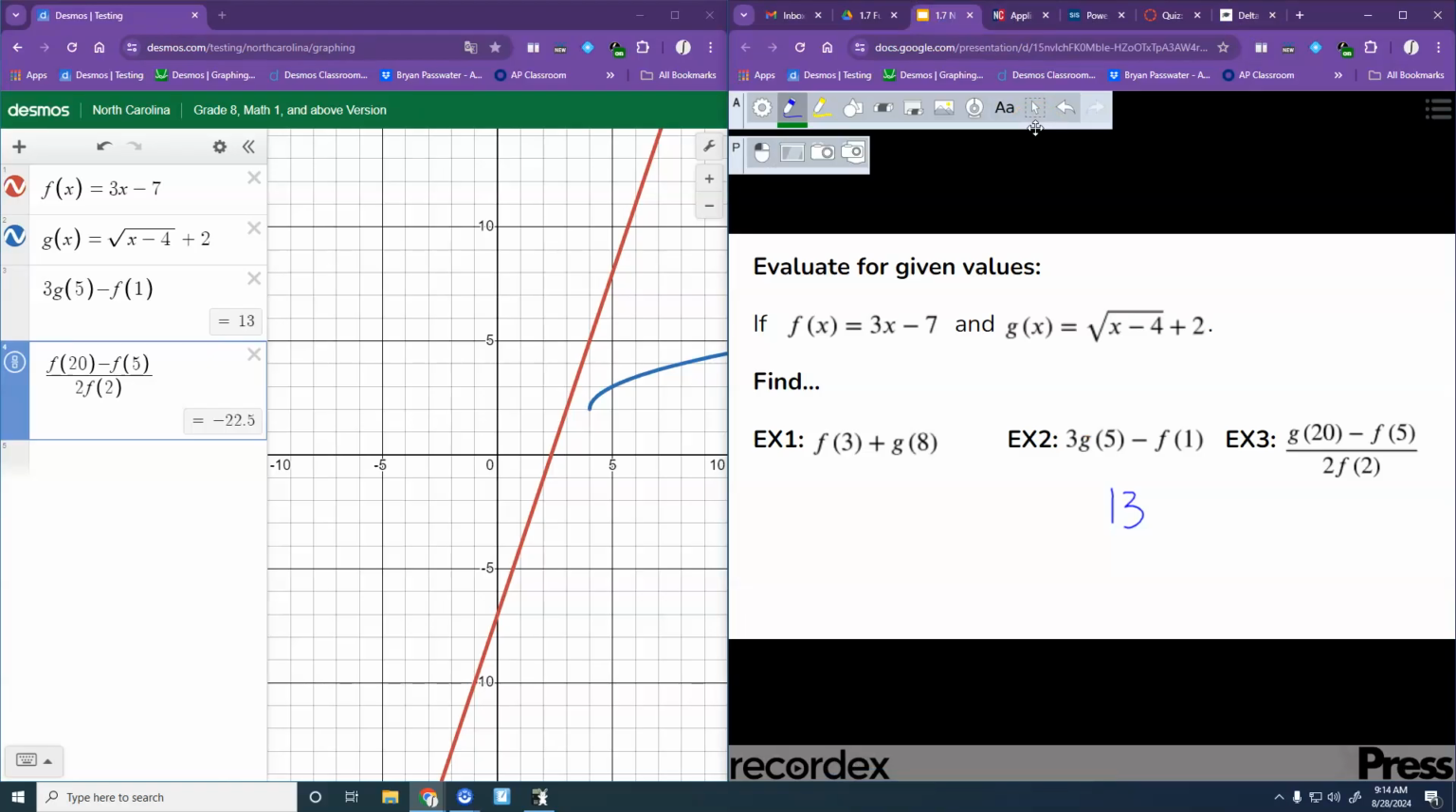All right, check with your neighbors, see if they're getting the same thing you're getting. Or if they're not getting anything because something's not working, see if you can help me fix it. Not working.